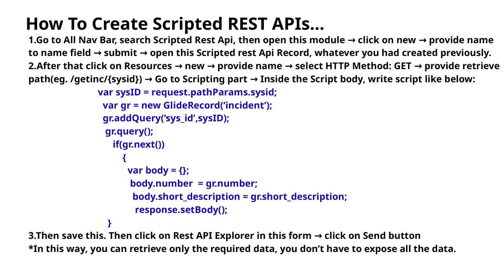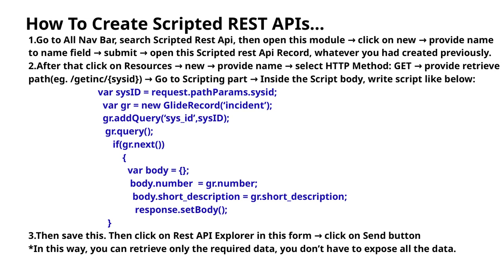If it is, you prepare a response object, such as a JSON body, containing only the data you want to expose, like the incident number and short description. Finally, you set this body in the response. Once you've written and saved this script, go back and click on the REST API Explorer. Here, you can test your API by clicking Send.